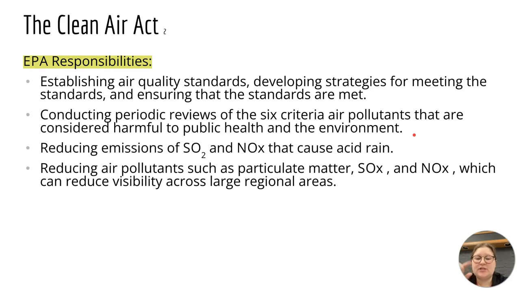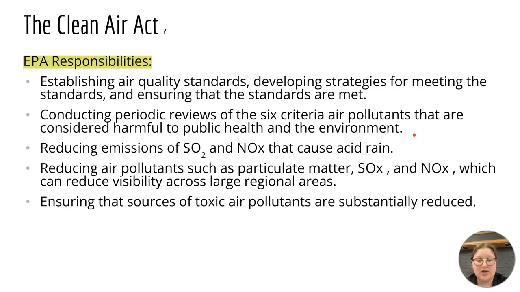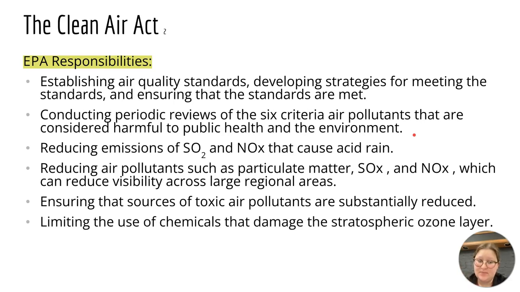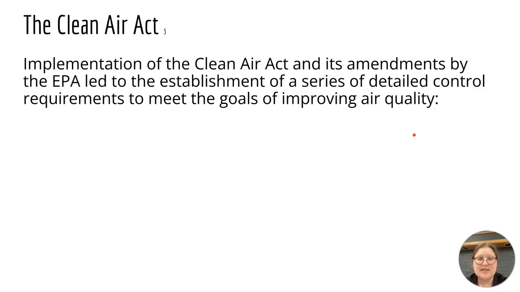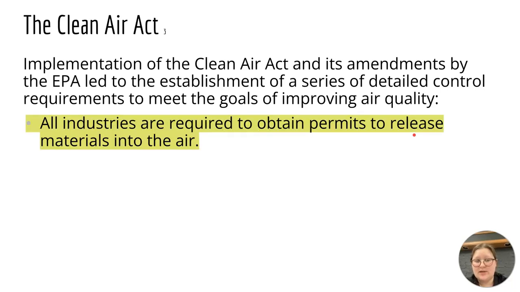Also reducing air pollutants such as particulate matter, sulfur oxides, and nitrogen oxides, which can reduce visibility across larger regional areas, that is, smog. And then ensuring that sources of toxic air pollutants are substantially reduced, and limiting the use of chemicals that damage the stratospheric ozone layer, which again has been a success. The implementation of the Clean Air Act and its amendments by the EPA led to the establishment of a series of detailed control requirements to meet the goals of improving air quality.